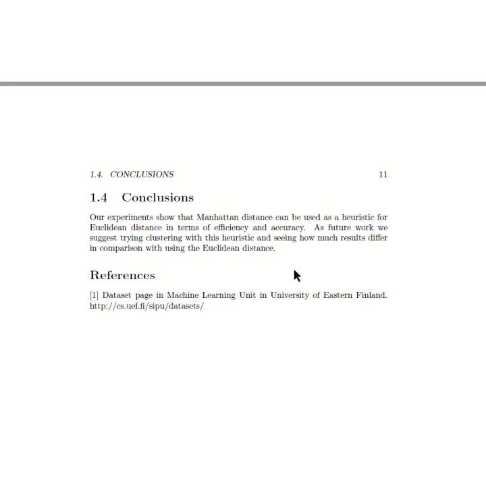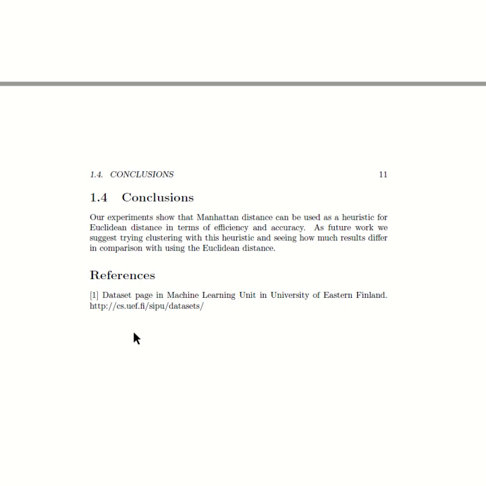So conclusions: Manhattan distance can be used as heuristic for Euclidean distance, and if we make further work, we can try clustering with this new heuristic and see how much results differ in comparison with using the Euclidean distance.